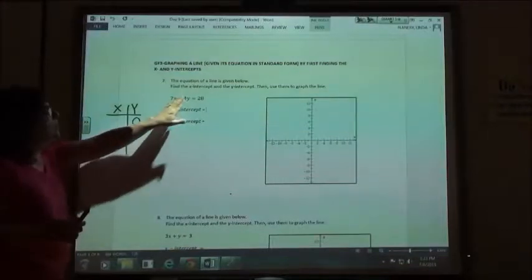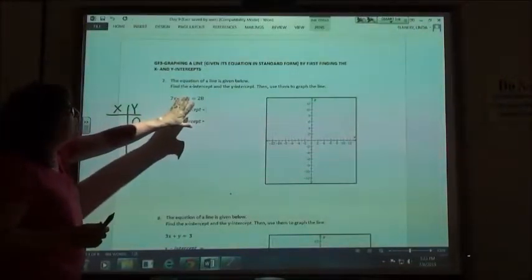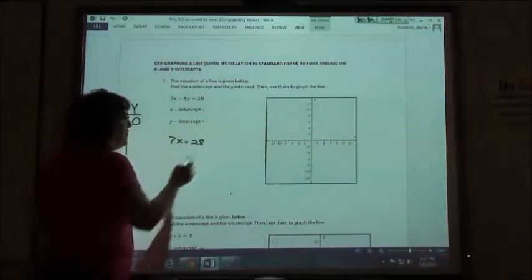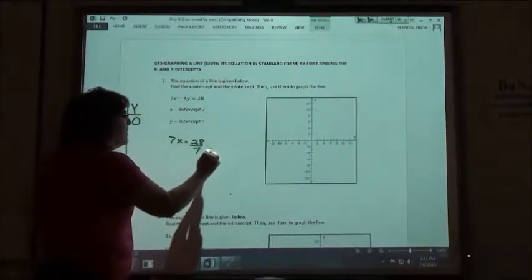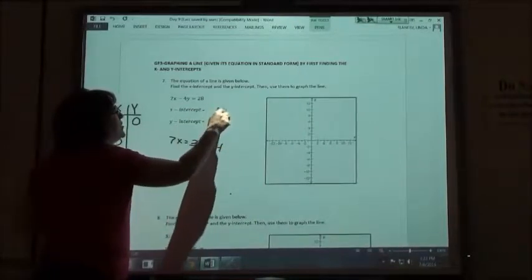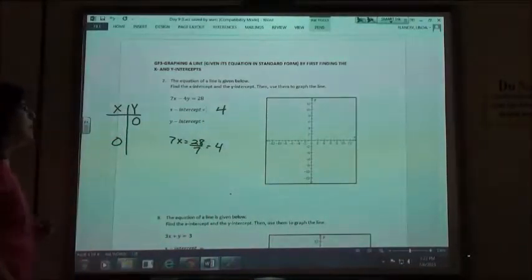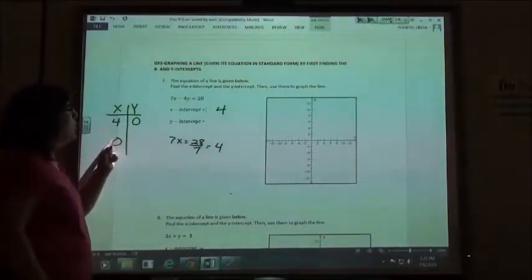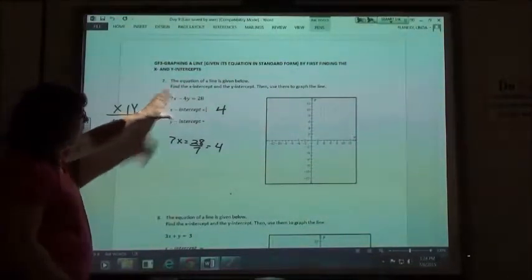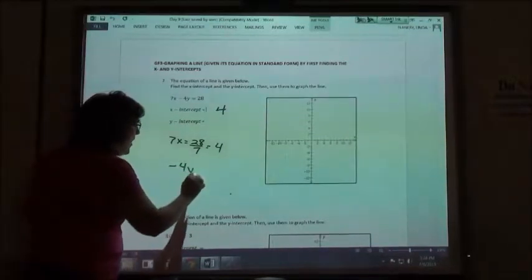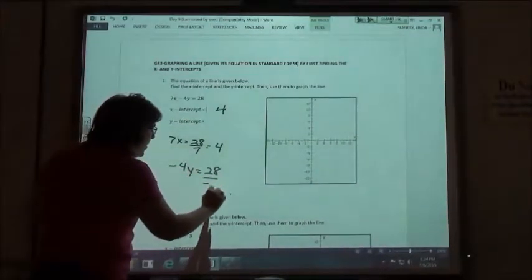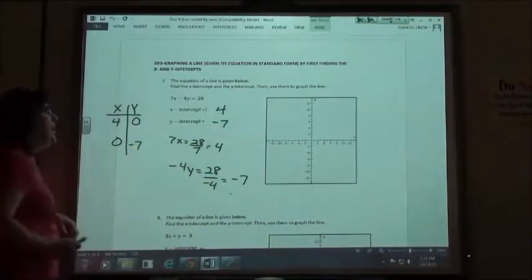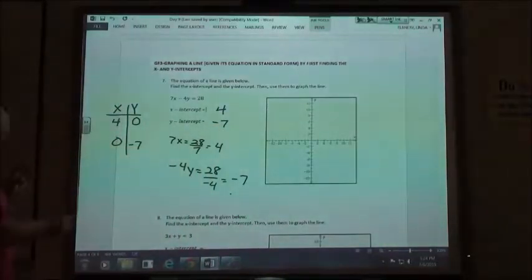So if I put 0 in for the y, basically it's getting rid of the y term, and I get 7x equals 28. Well, 28 divided by 7 is going to give me 4, so my x-intercept is going to be at 4. For my y-intercept, it's like I put 0 in for x. If I put 0 in for x, I get -4y equals 28, and when I divide by -4, I get -7.